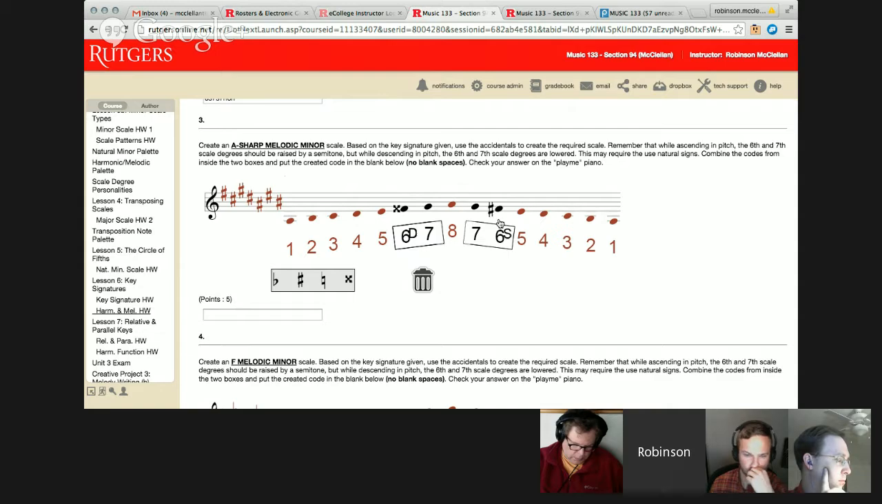So in this case, you're using a sharp to lower the note back down, which sounds a little strange, but that's what's happening when you have a double sharp in this key signature. So yeah, I think that's it.